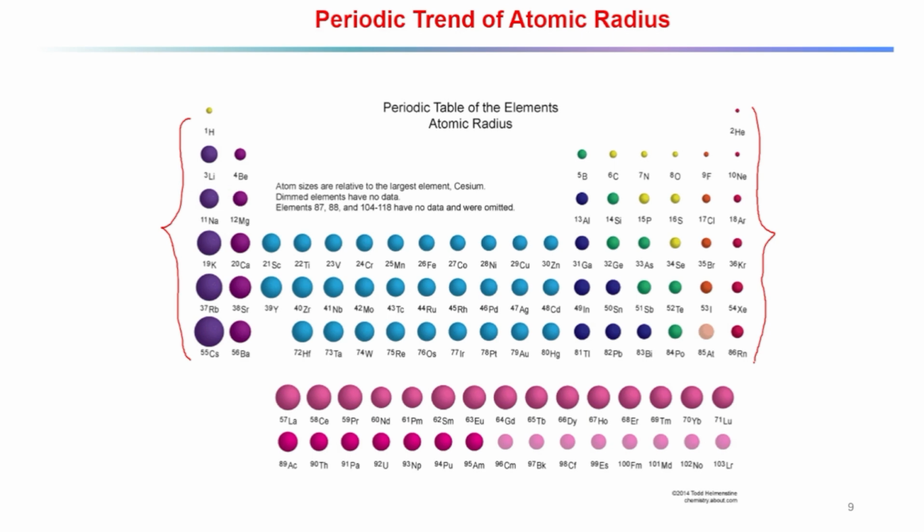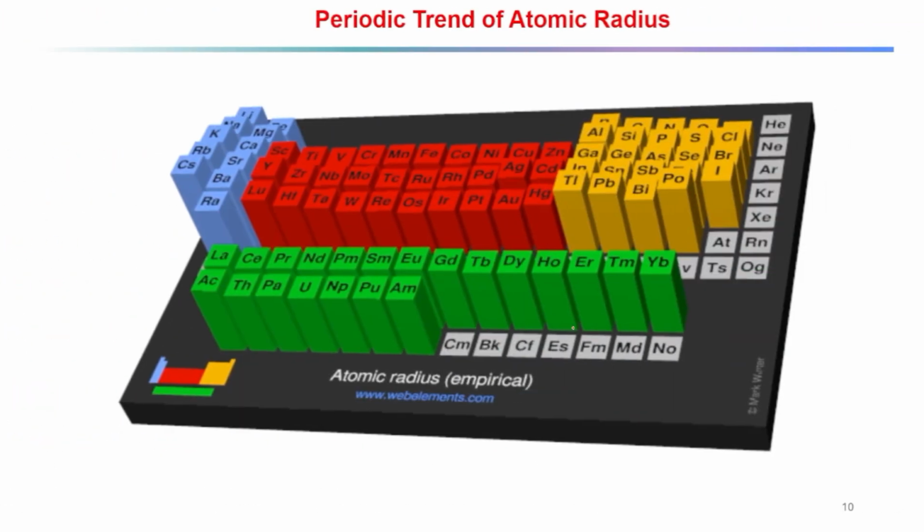So what is the trend? We will see how it is happening, and what the reasons behind it are, why the size is shrinking from left to right. Whenever we discuss a periodic property, we will go from left to right along a period, or from top to bottom along a group. You can see from top to bottom the size is increasing, and from left to right the size is decreasing. This is the 3D diagram which shows the atomic radius data of all the elements in the periodic table.